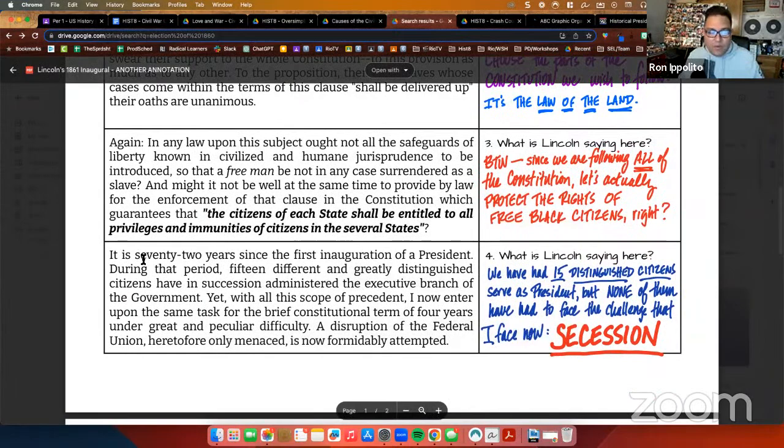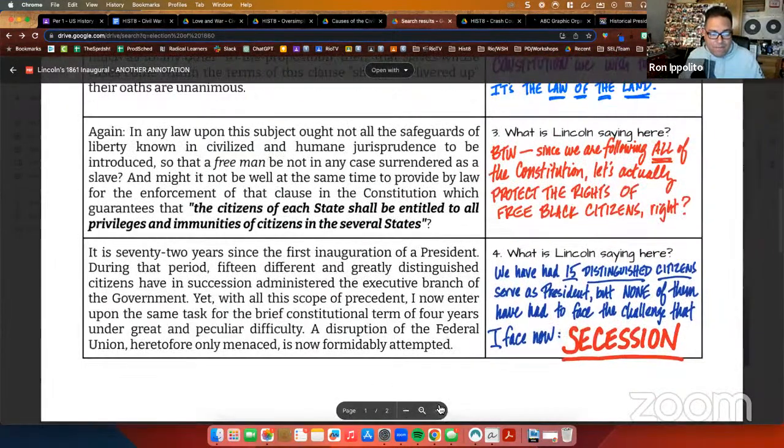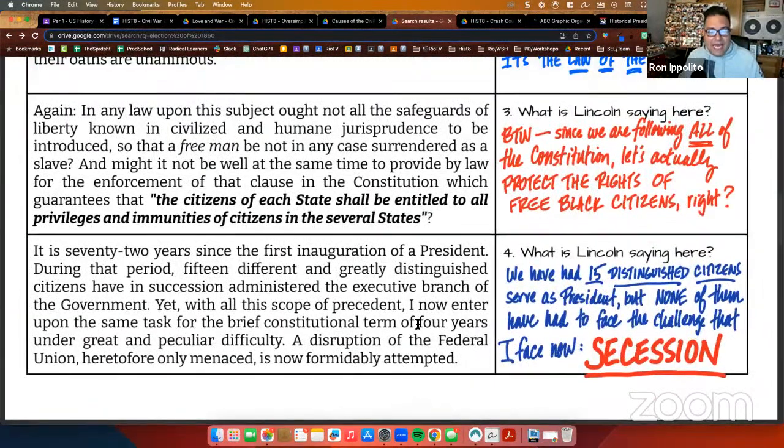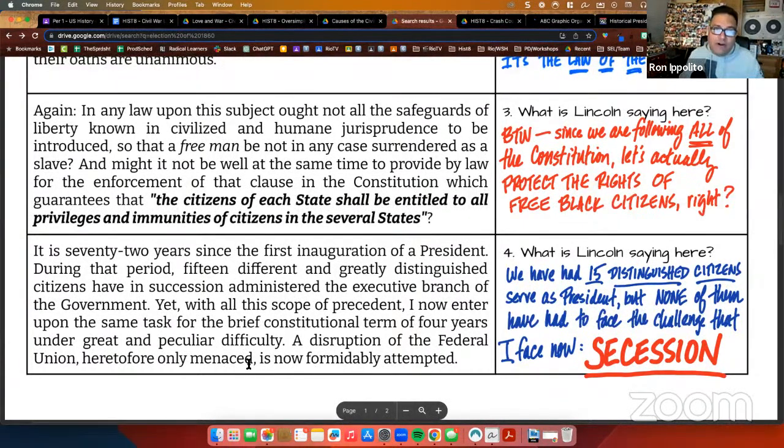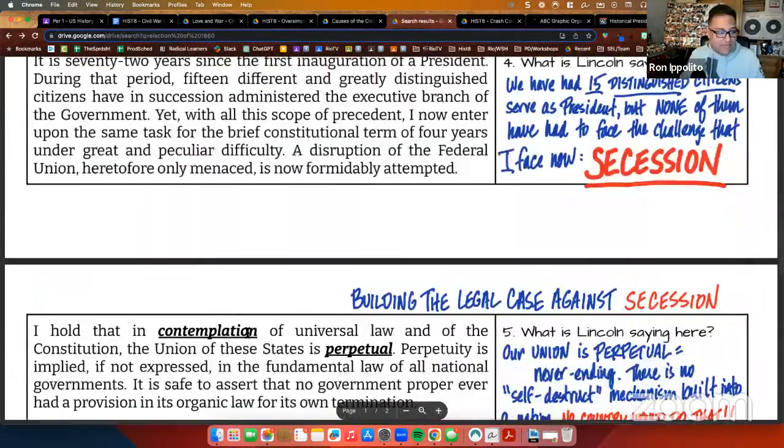Section 4, he says, you know what? There have been 15 presidents before me. And yes, they were distinguished and they did a great job, but none of them has had the challenge that I have faced, which is a disruption of the federal union, heretofore only menaced, right? So there's been talk for a lot of years about the South seceding and breaking away, but it's finally happening now. So I am facing a challenge greater than any other president has faced. Let's move on.